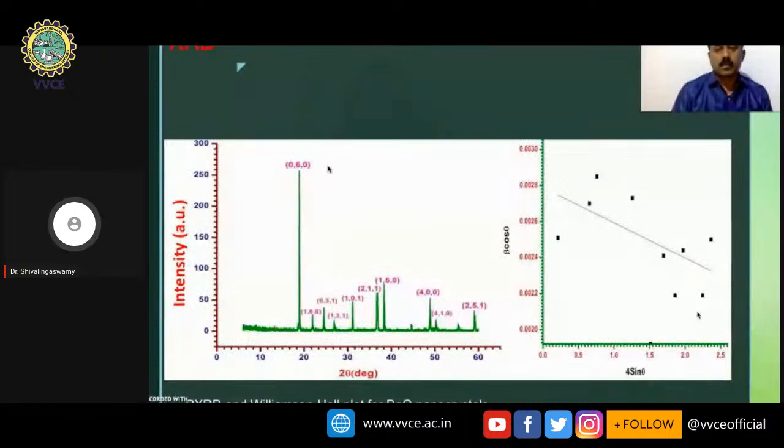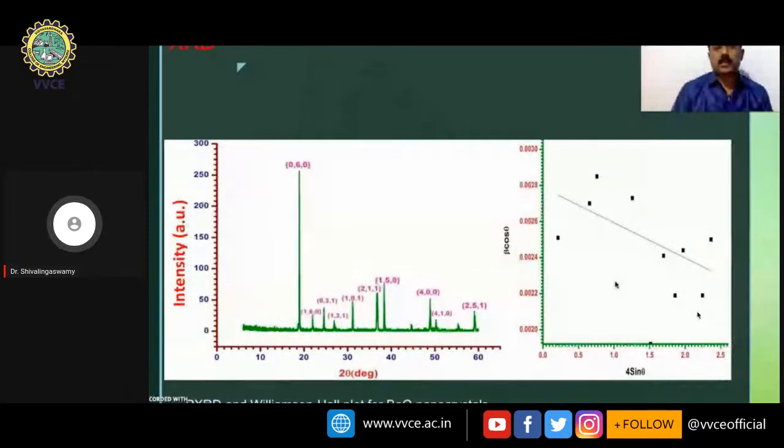There is one more method called the Williamson-Hall plot. In short, we call it the WH plot. There we plot beta cos theta. This theta is the Bragg angle, and beta is the full width at half maximum. So just by plotting beta cos theta as a function of 4 sin theta, fitting a straight line and finding the slope, it is possible to find out the size of the nanocrystal. That is called the WH plot.